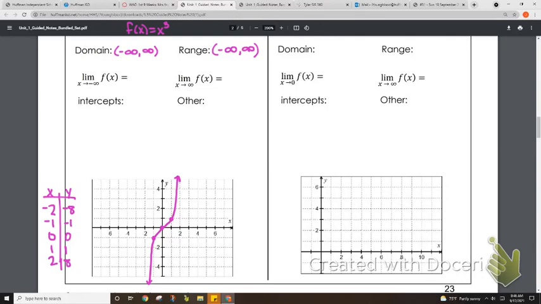The limit is, x goes towards negative infinity, so as our x's go to the left, our graph is going down, and it's going to keep going down to negative infinity. As we go to the right, our graph is going to keep going up, and so therefore it's going to keep going up to positive infinity. So the limit as x approaches positive infinity, f of x equals infinity. We have x and y intercepts again at 0, 0.